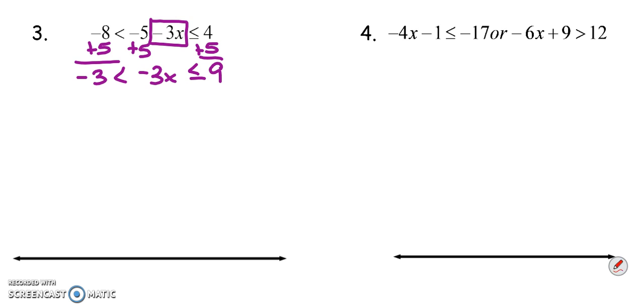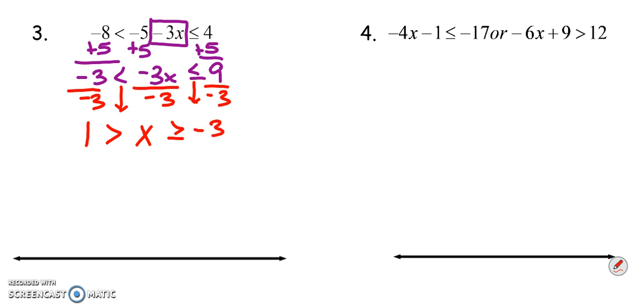All right, now to get my x by itself, I have to divide by negative 3. If you remember from our rules for dividing by negative, we have to reverse that inequality sign. So we have 1, and instead of doing this less than, we're going to flip it around and make it a greater than. Right? We have just x in the middle, but we're going to do the same thing here because we divided by a negative 3. So we're going to flip it around and make it a greater than or equal to negative 3.